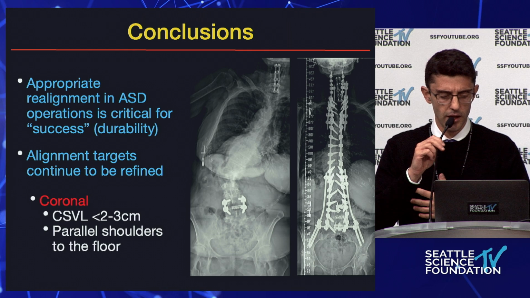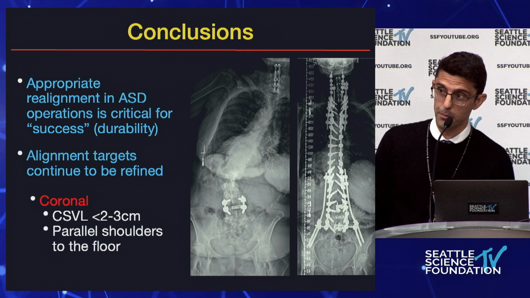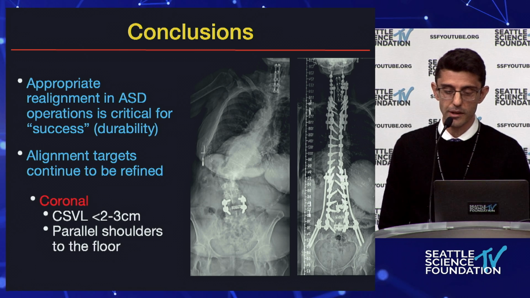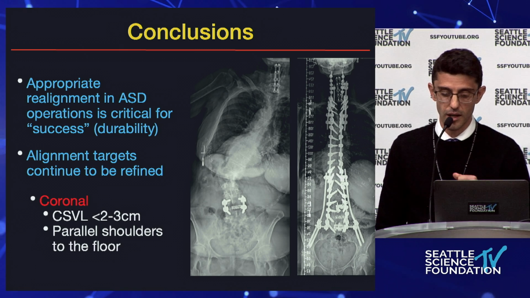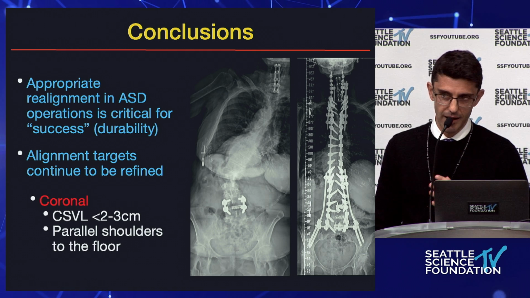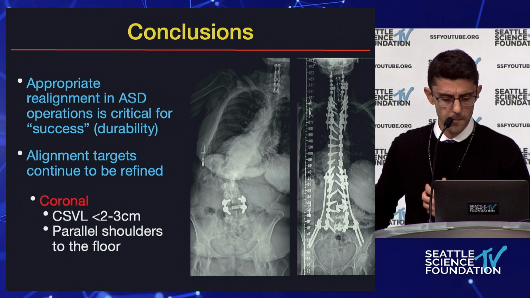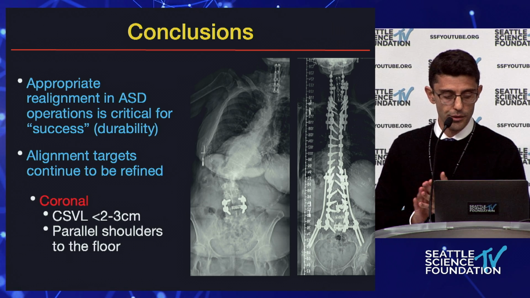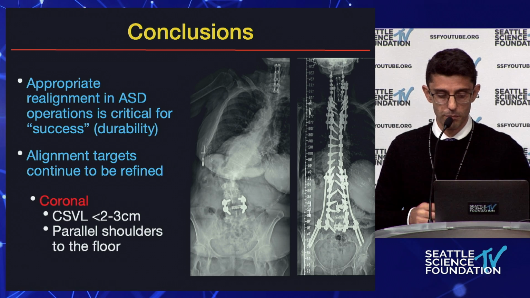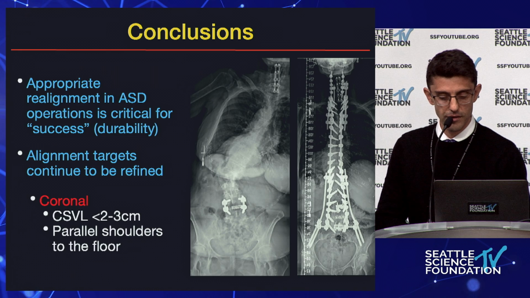So in conclusion, appropriate realignment in ASD operations is critical for, in my opinion, short-term, but more importantly, long-term success. The durability of these operations is very key, also from a cost-effectiveness standpoint. Alignment targets have evolved over time, and I think we're pretty close, but we still have some refinements to do. Based on my understanding of the literature, coronal alignment within 2 to 3 centimeters globally is important, in addition to making sure their shoulders are even.